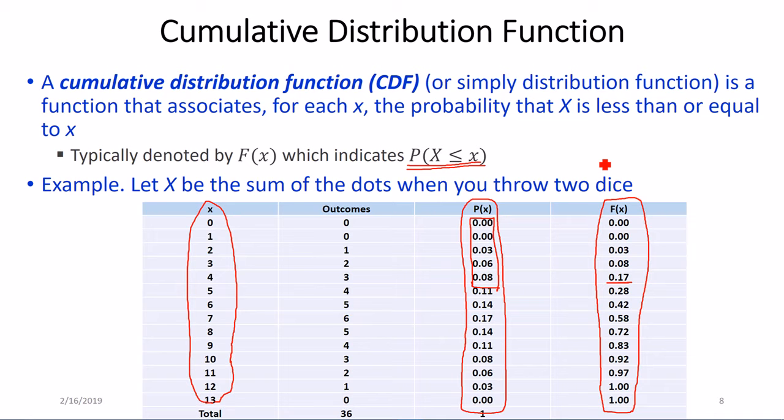Taking point 17 as an example, it is actually the cumulative sum of all the values from the first, the second, the third, the fourth, and the fifth, which are 0, 0, 0.03, 0.06, and 0.08 in the p of x column.